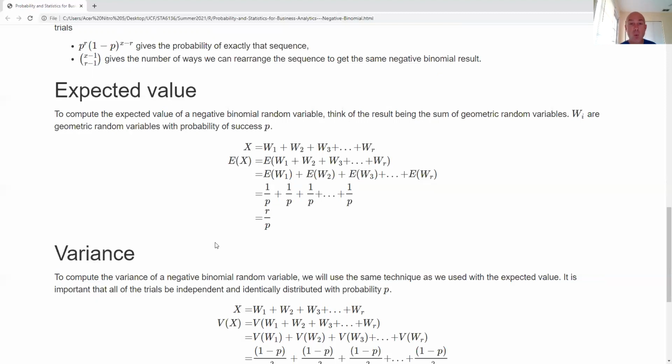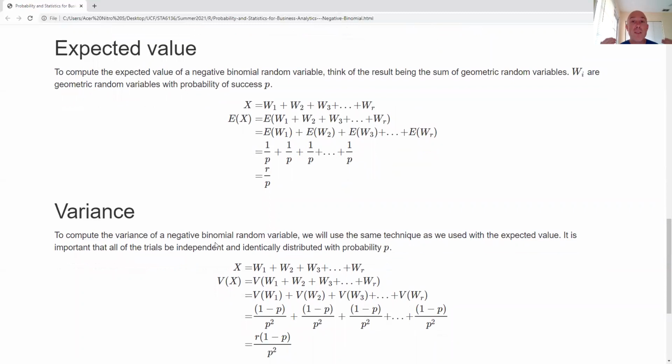Nice. Now what about the variance? I'm going to do the exact same trick. Here I need to emphasize that when I break up the variance, the geometric random variables must be independent of each other. Once again, I set X equal to the sum of geometric random variables and take the variance of both sides of the equation. The variance of the sum of independent random variables, and it's very important that these are independent, is the sum of the variances. I'm misspeaking there. Follow the equations.